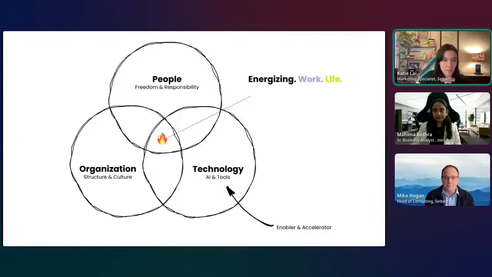So that leads me to this first section here, which, a lot of times at Seibert, we talk about energizing work life as the ideal for how teams perform and do their best work together. And we believe that there's three areas that really need to be strong and balanced in order to achieve that energizing work life. And that's people, organization, and technology.